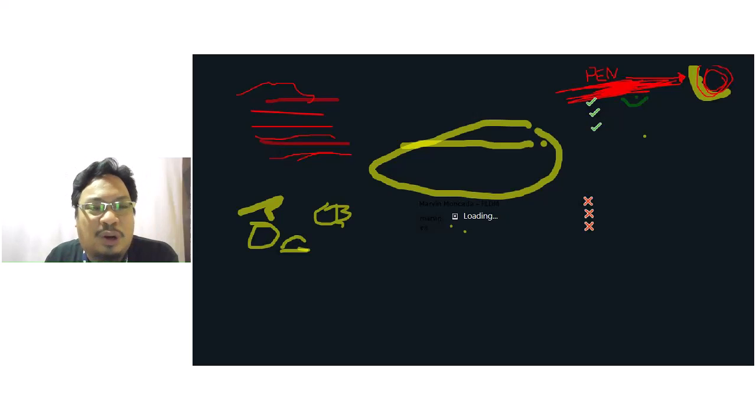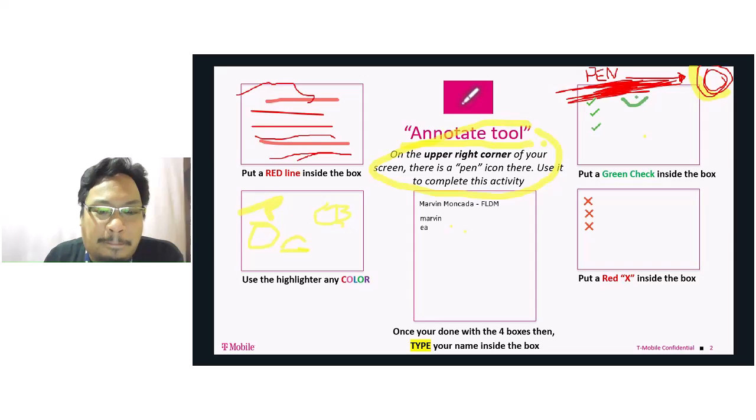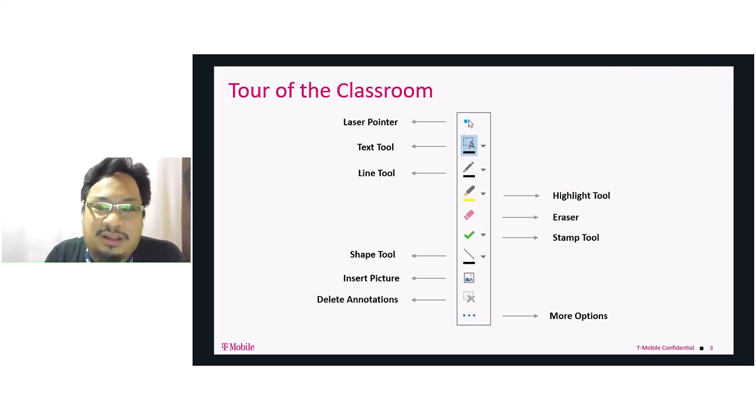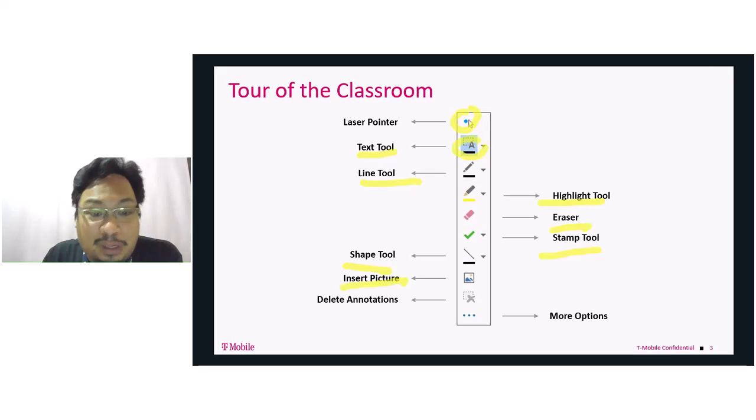So our training is called Virtual Tools and Technology Best Practices. That's what we're going to do. We're going to teach every one of you best practices. This is what we did earlier. If you might be wondering, what are those functions that we were trying to play with? This one is the laser pointer. You can type using the text tool. You have the line tool, highlight tool, erase, stamp, shape, insert picture, and delete annotation.